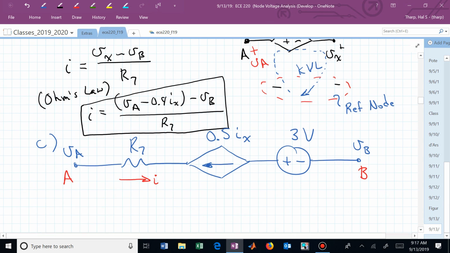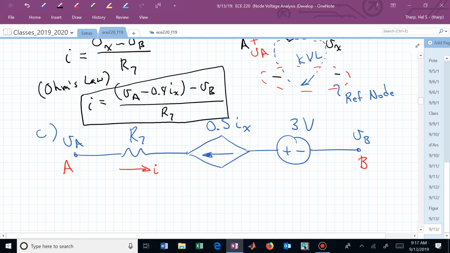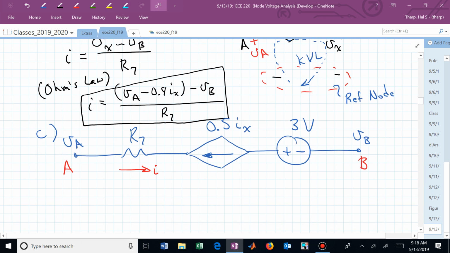What if we now were presented with the following gift in that box? Here is something new between nodes A and B. Now we have a resistor. We have a dependent current source that's a current-dependent current source. And we have an independent voltage source. How do we find I in this scenario?